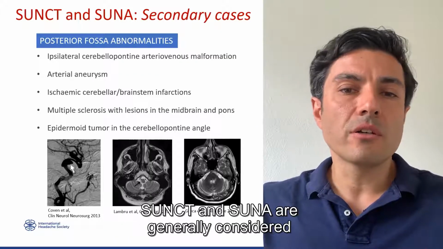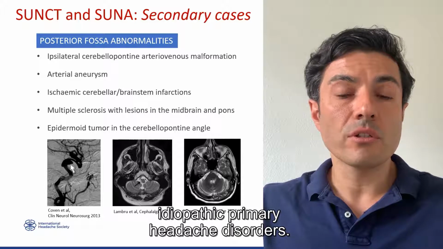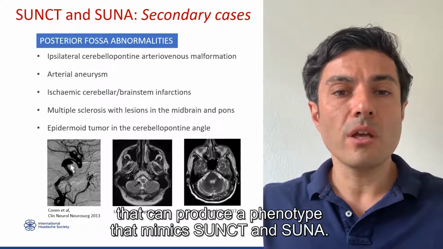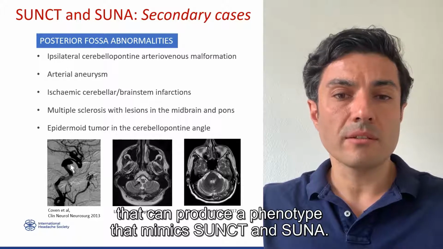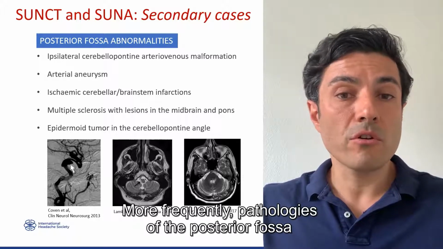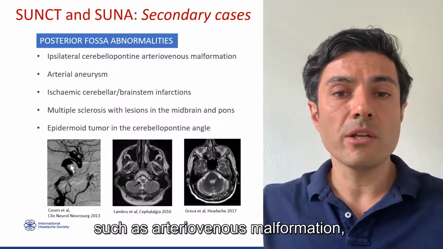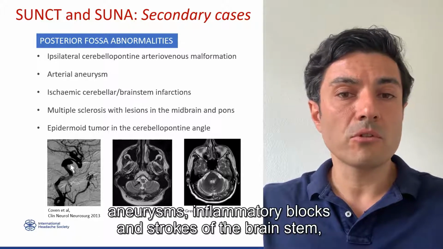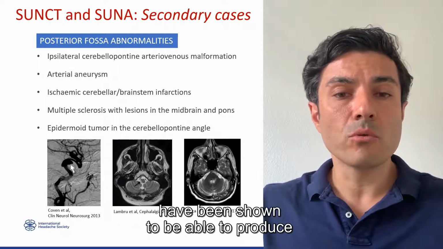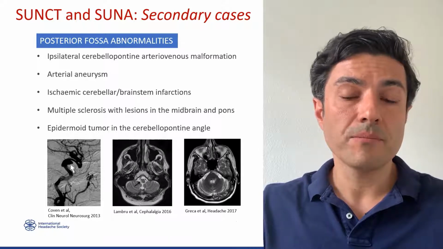SUNCT and SUNA are generally considered idiopathic primary headache disorders. However, there are certain brain pathologies that can produce a phenotype that mimics SUNCT and SUNA. More frequently, pathologies of the posterior fossa, such as arteriovenous malformation, aneurysms, inflammatory plaques, and strokes of the brainstem, have been shown to be able to produce a SUNCT-SUNA-like phenotype.